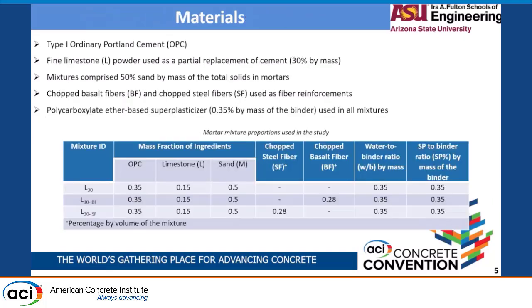So we used an L30 mix in our study, which has been used as a standard printable mix in our group. This mix has 30% of cement replaced by limestone and comprises 50% of sand by total mass of solid in the mortars. We used basalt fiber and steel fibers as fiber reinforcements, and a polycarboxylate ether-based superplasticizer was used. The SP ratio in all these mixes was kept similar, and the steel fiber and basalt fiber ratio was 0.28 by the volume of the mix.